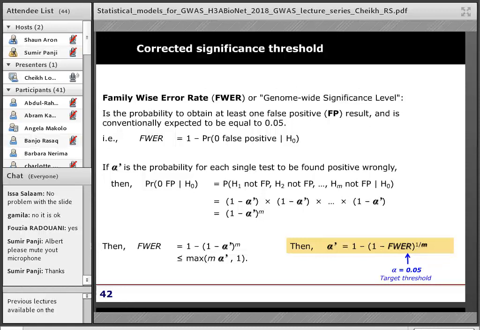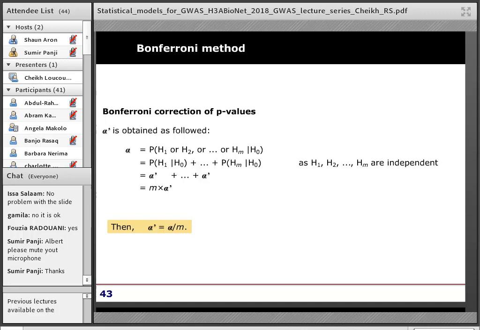And here this is by defining this. So we have the value that we have to set alpha prime, which is the significance level that we have to choose for each of the SNPs to have at the end a general threshold of 0.05. This is the target threshold.